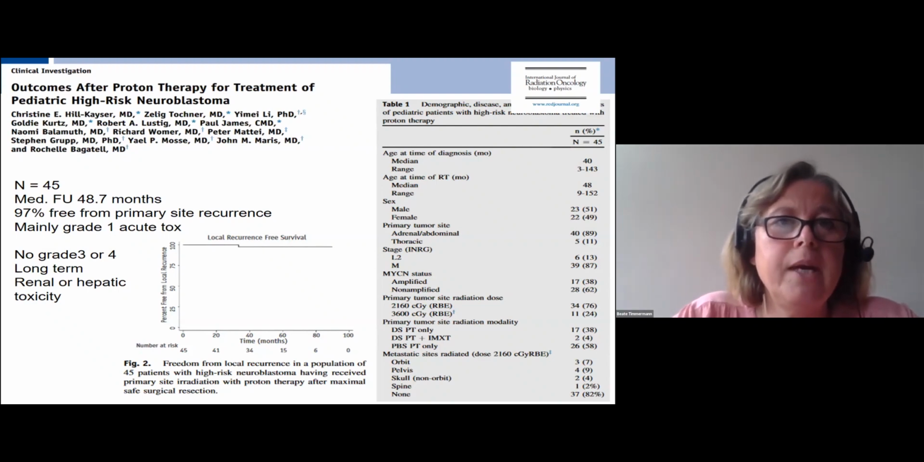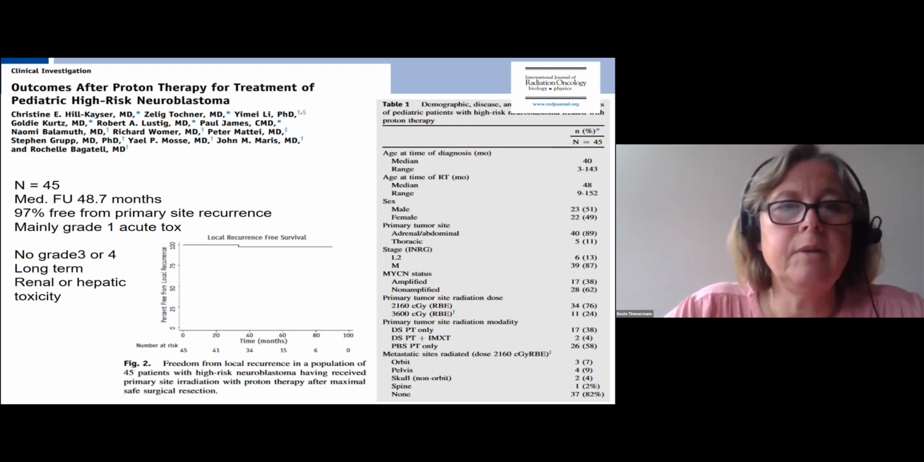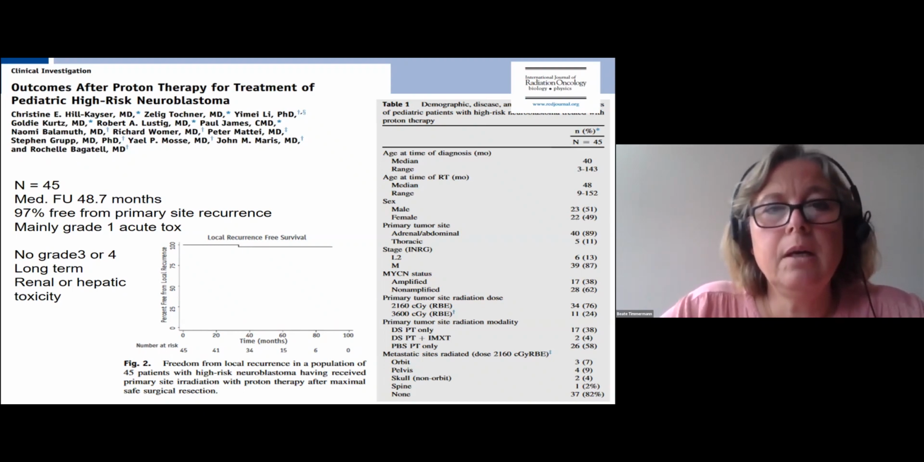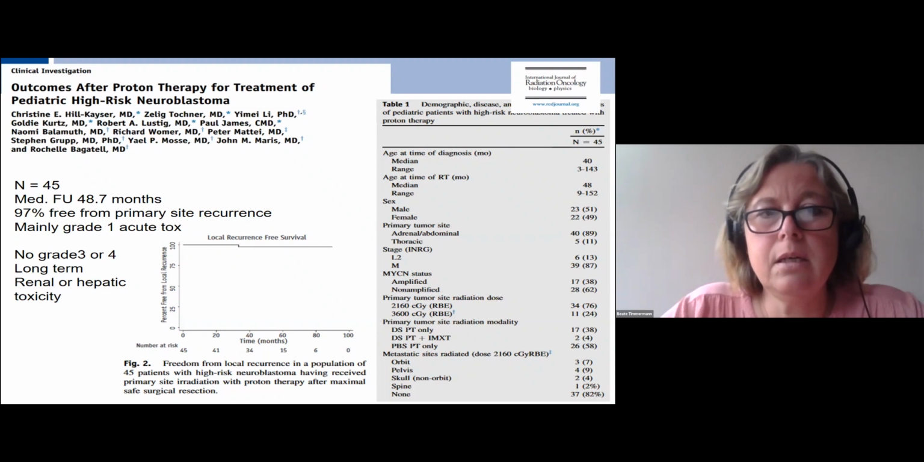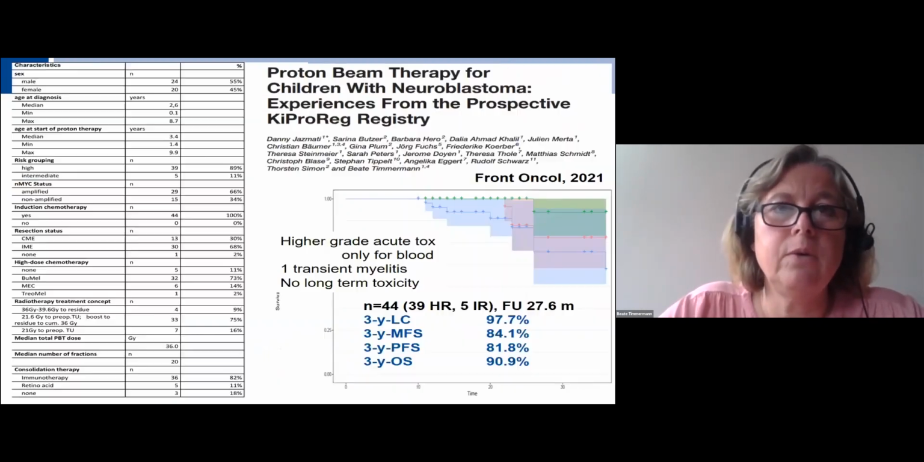So one of those papers is the one from Hill-Kaiser, looking at 45 patients having a median follow-up time of nearly 4 years. 97% of the patients were free from primary site recurrence. They had very little acute toxicity, mainly grade 1, and on renal and/or hepatic toxicity, they report no higher grade long-term toxicity, which of course is very nice.